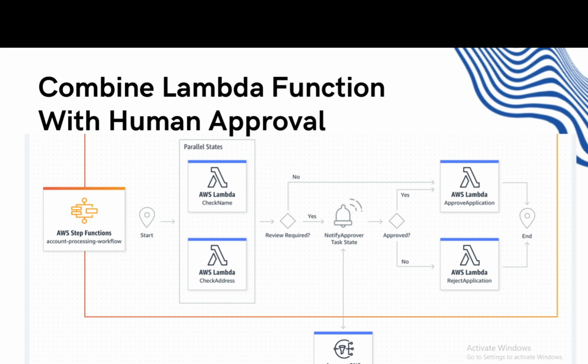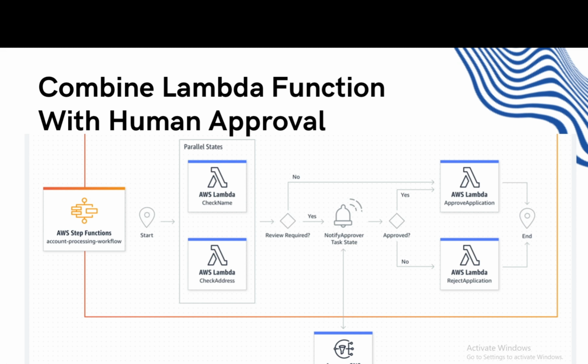Okay, where we are combining Lambda functions with human approval. Again, I have taken this example from the AWS documentation. You can find this example in the AWS documentation. Okay, now here again, a similar example, where this is the starting point of our AWS Step Functions. These are the parallel states, okay, where the first lambda is checking the name and the second lambda is checking the address.